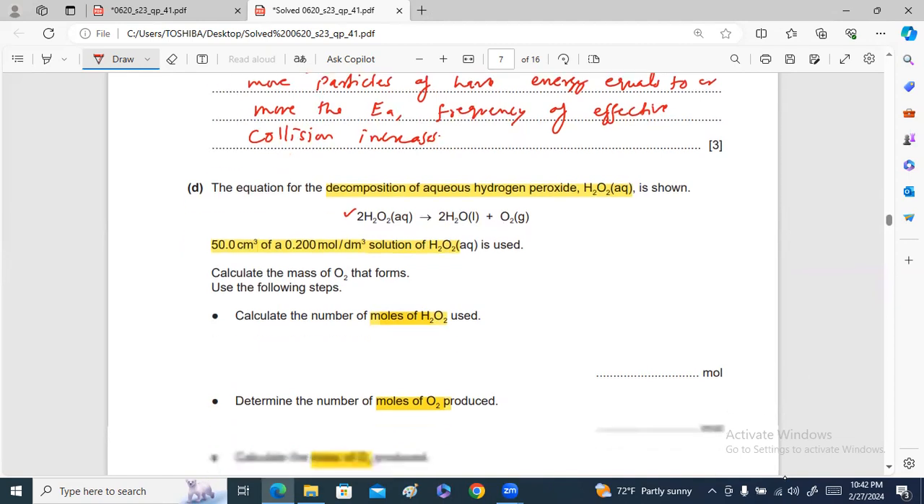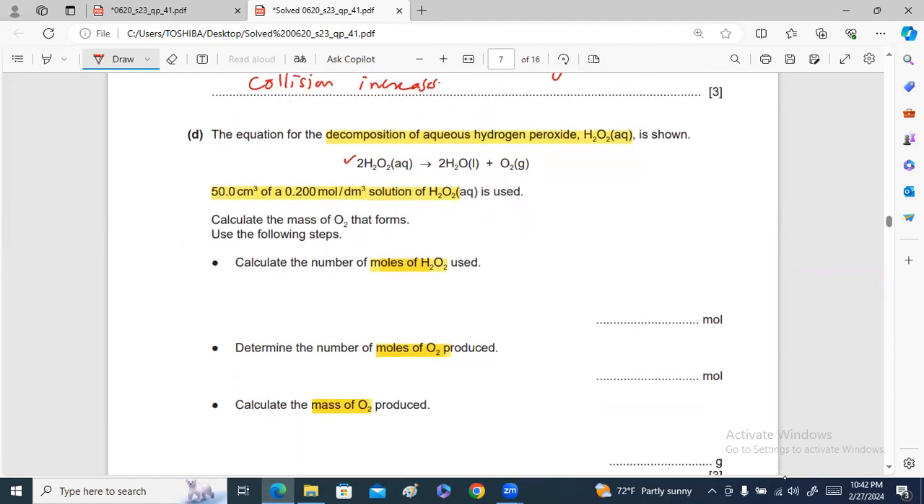Now, this is the decomposition reaction for hydrogen peroxide. This question is regarding moles. Calculate the number of moles of hydrogen peroxide. Hydrogen peroxide has the concentration and the volume. And we know that the number of moles is concentration times volume divided by 1,000. So this is concentration, this is volume divided by 1,000. So the answer is 0.01.